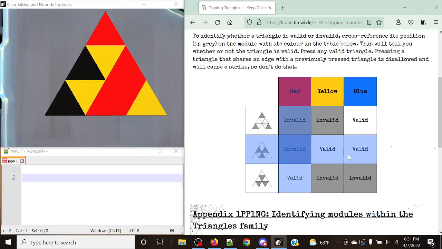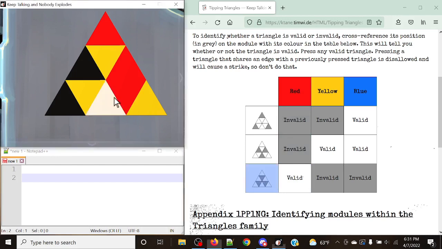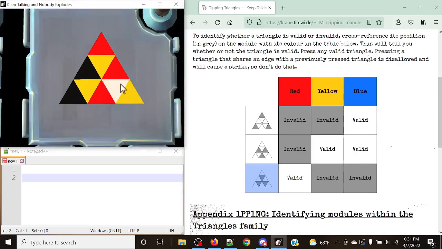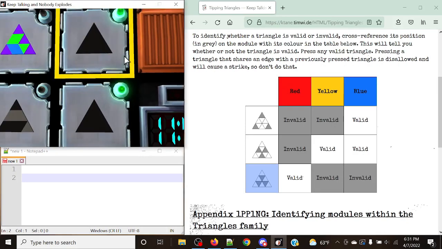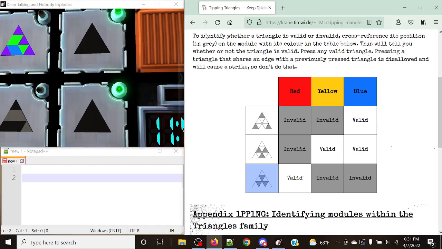Red is now going to be down here. Red is currently valid in this position, as we can see here. Red is currently in this position. Makes sense on the gray, and red does correspond to a valid position. So we're going to be pressing this guy to solve the module. Just like that. Bada bing, bada boom.